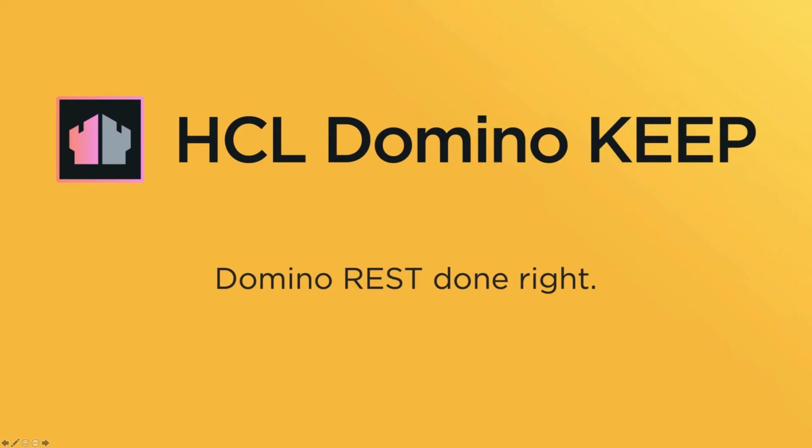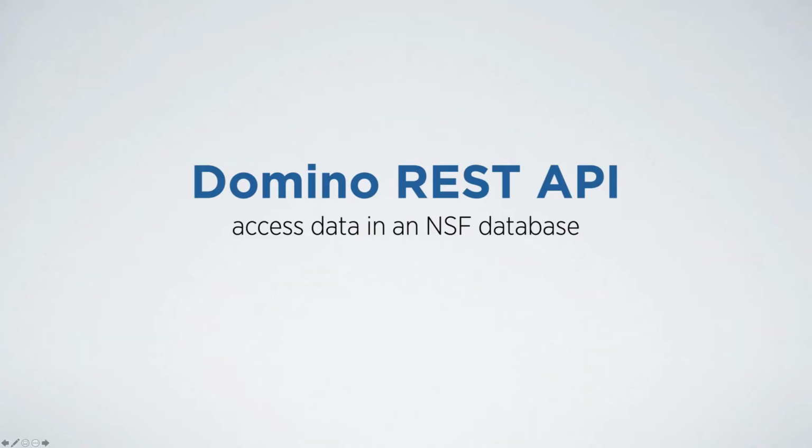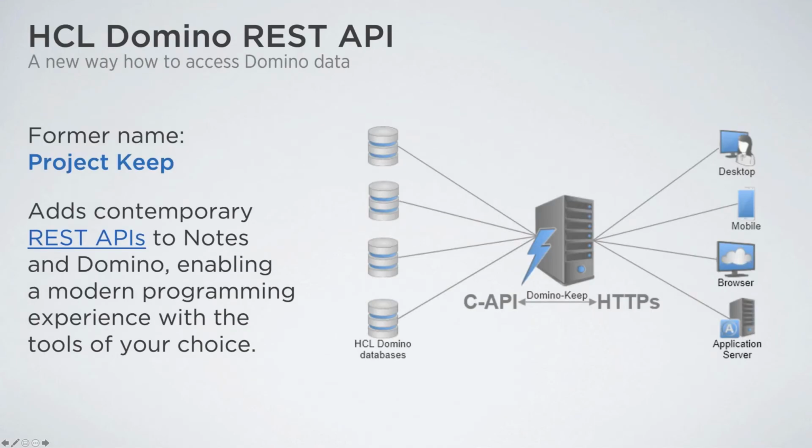And for David, we have a completely new addition to our Notes and Domino family. The official name is Domino REST, and the code name is Keep. So you probably know it or will meet it on the internet as Domino Keep or the Keep project. But if you would like to, you can download it from FlexNet right now as a preview version. So the official name is Domino REST API, and it is a tool.